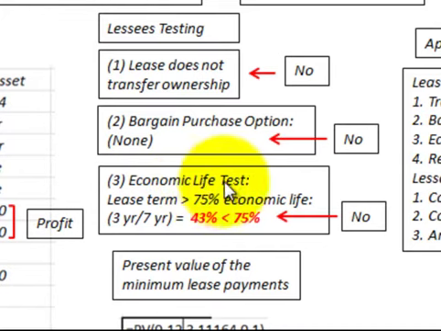And now for the economic life test on the lease. So the lease term has to be greater than or equal to 75% of the economic life of the leased asset. So our lease term of 3 years, divided by the 7-year economic life, gives us 43%, which is less than the 75%. So the lease term was less than 75% of the economic life. So again, it fails this test. It didn't pass the test.